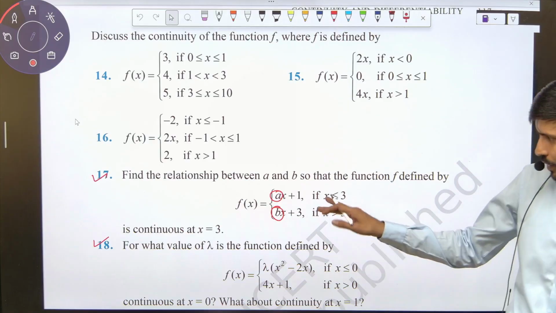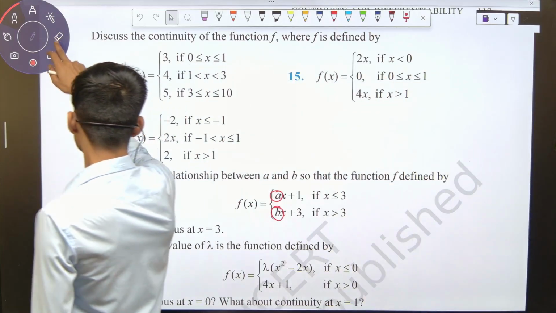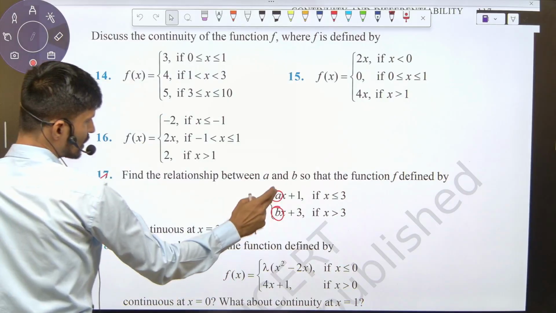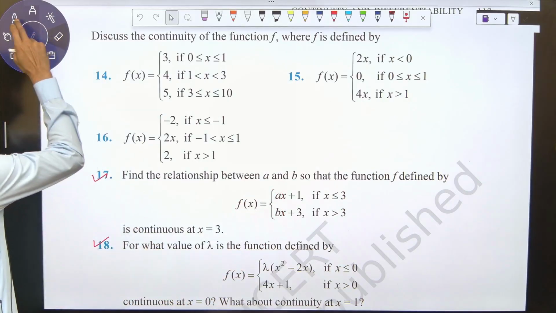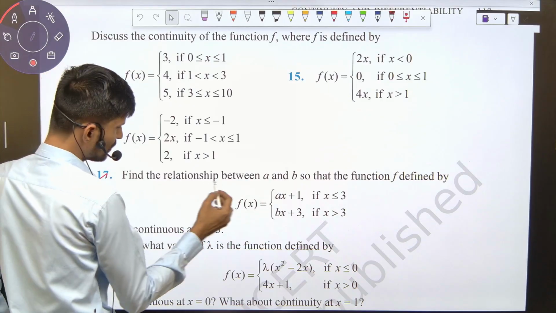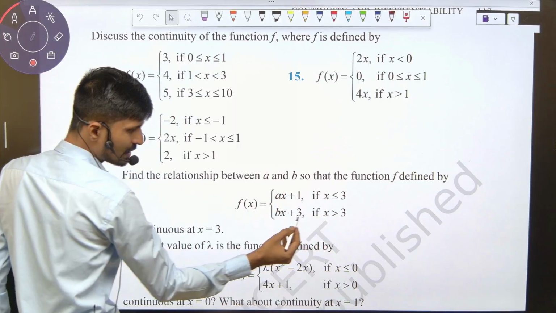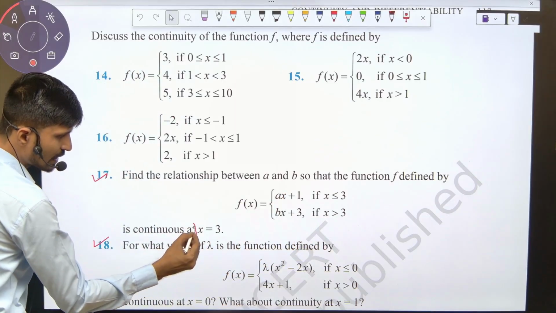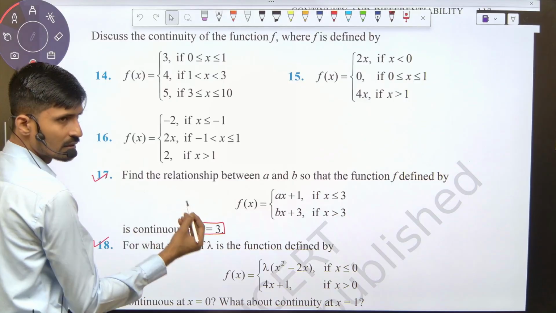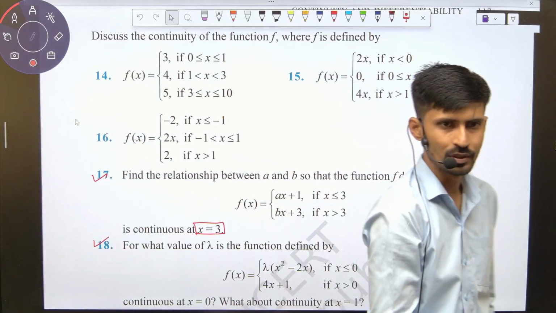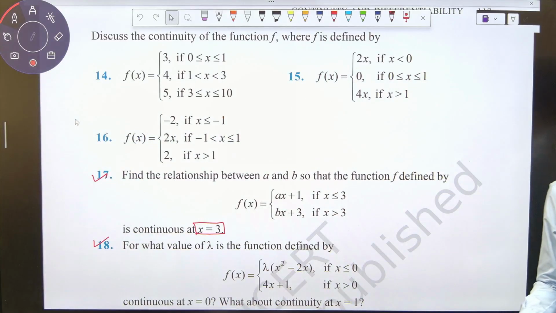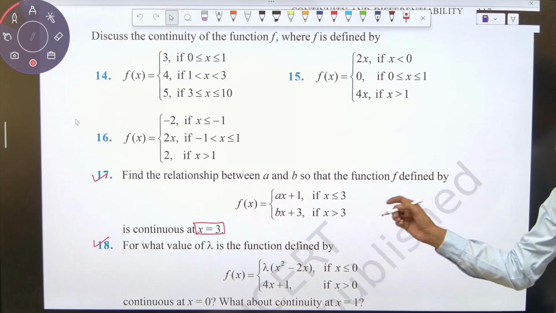Okay. So here, the first logic is a very simple thing: find the relationship between A and B so that the function is continuous at x is equals to 3. Continuous at x is equals to 3.